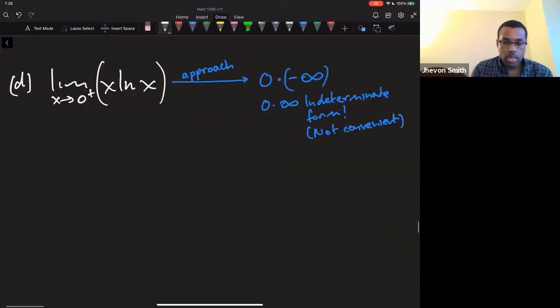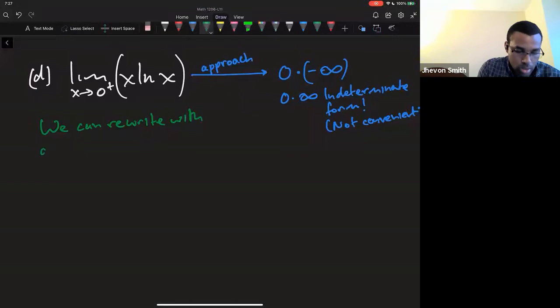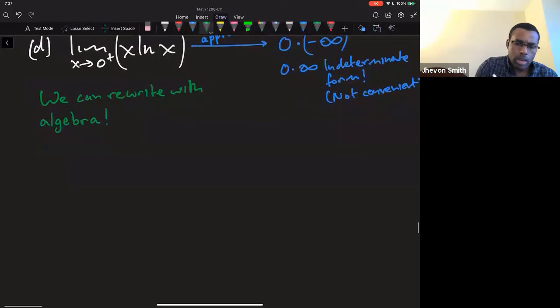Let's see. Yeah, so we have that. Now we're kind of at an impasse. Well, we're not really, but what we can do here is apply algebra. We can rewrite this with the power of algebra. Here's one way we could rewrite this limit.